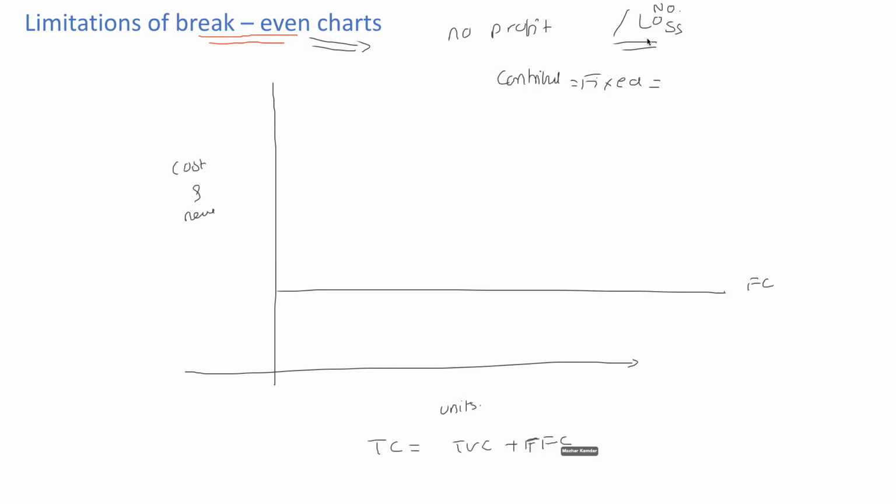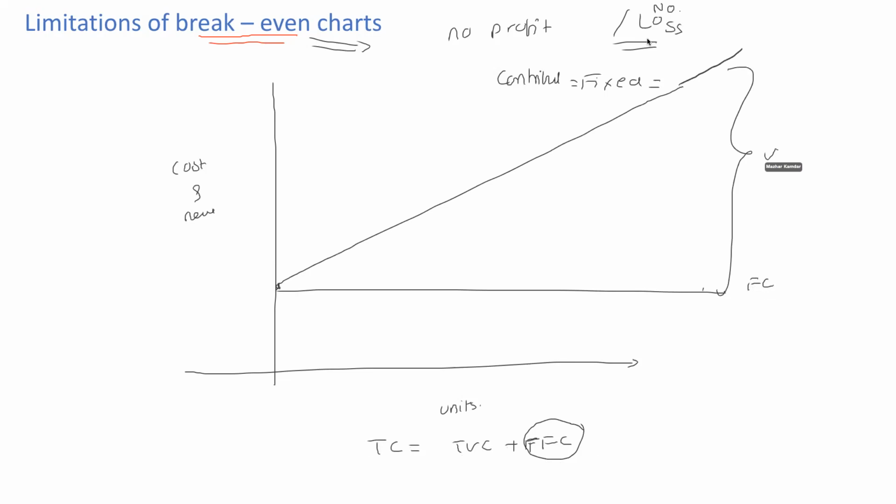Total fixed cost is something that you have to incur. Above this, whatever you are incurring is the variable cost. So your total fixed cost plus your variable cost is going to give you total cost.